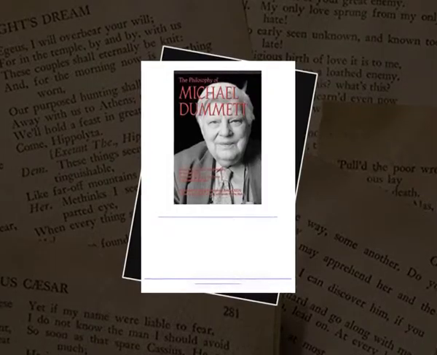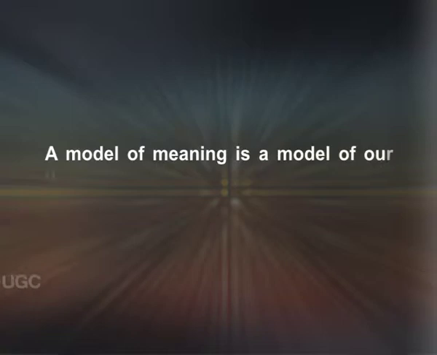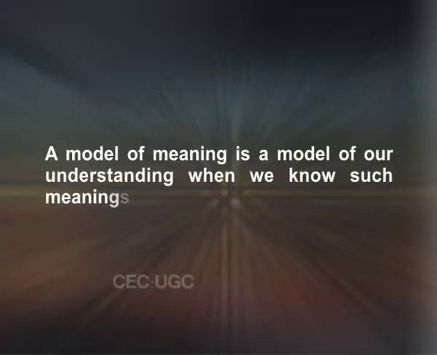But in the late 20th century, the verifiability principle was reinvented and revisited by Michael Dummett's work. He wrote on meaning and logic, and he analyzed the works of Frege. Like logical positivism, Dummett also was concerned with the cognitive significance of a statement. He interpreted Frege in a new way and argued that the real concern of Frege in talking about sense was cognitive significance. Dummett argued that a model of meaning is a model of our understanding when we know such meanings.